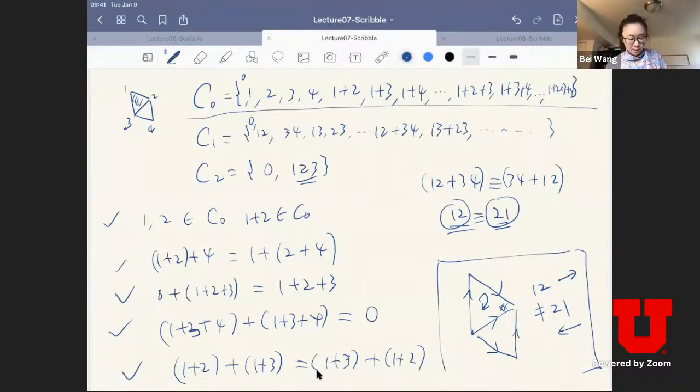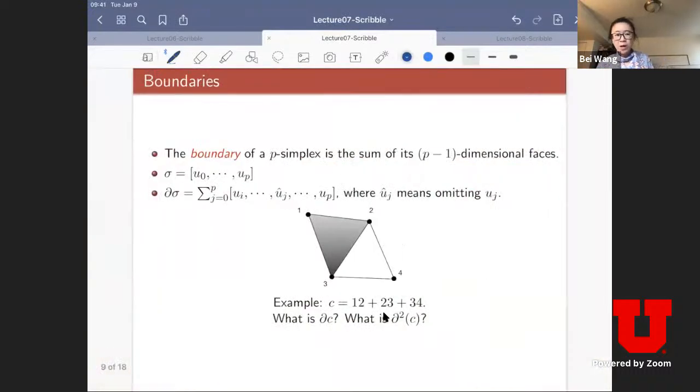Okay. All right, so now let's move on. Once you have a simplex, there's an operation called the boundary of a simplex. The boundary of a simplex is the sum of its p-1 faces. Remember a face: if I have a simplex that is a linear combination of vertices, a face of it is a linear combination obtained by omitting one of the vertices. In this case, this is really the p minus 1 dimensional face. So the boundary is a linear combination of all these faces.